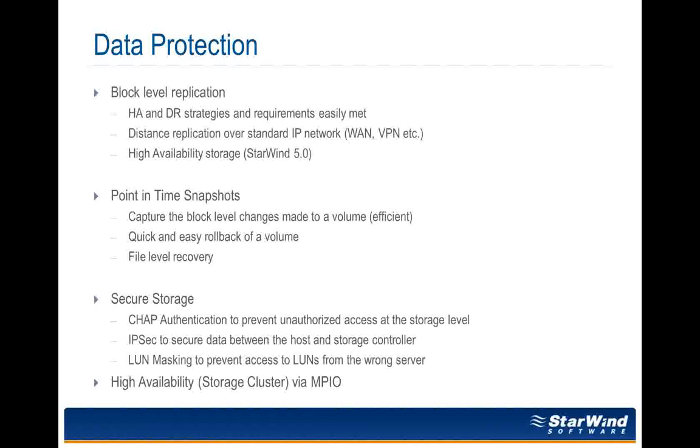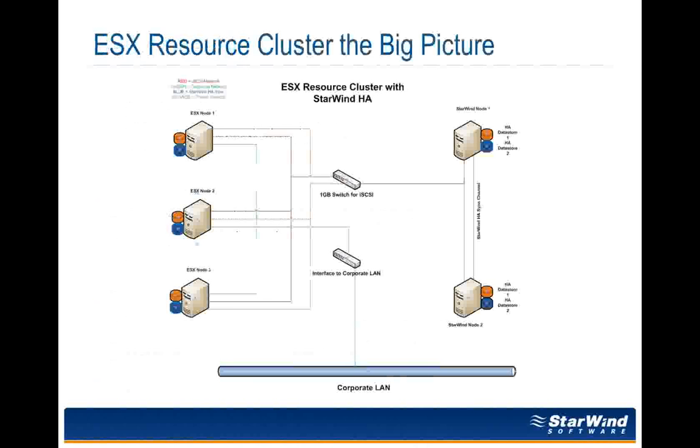And then using things like CHAP authentication, IPsec, and LUN masking to prevent people from getting access to the storage at the initiator level. So, I want to go ahead and mask out so that not any guy with a Microsoft iSCSI initiator can connect to the storage that I'm using to run enterprise-level virtual machines.